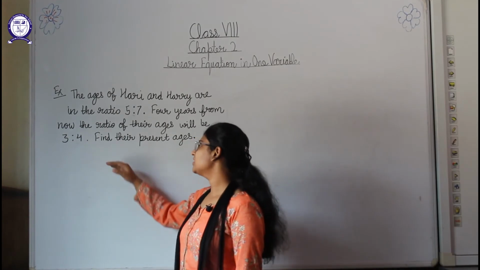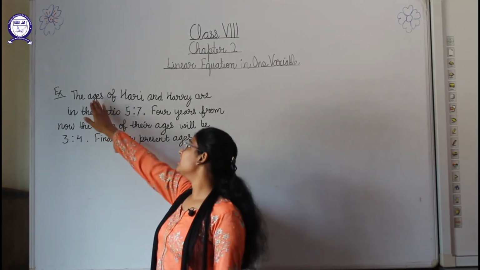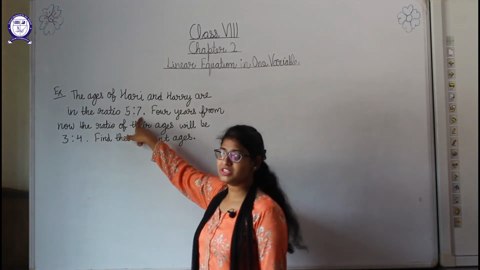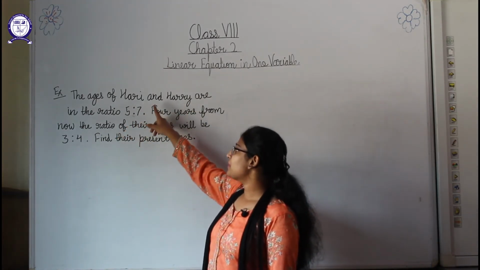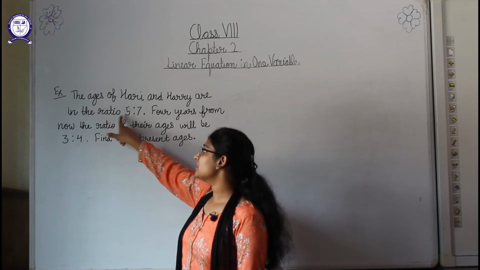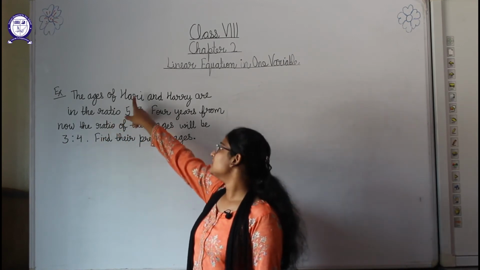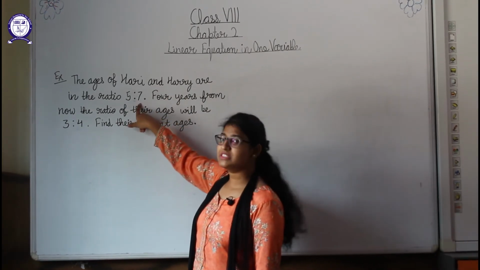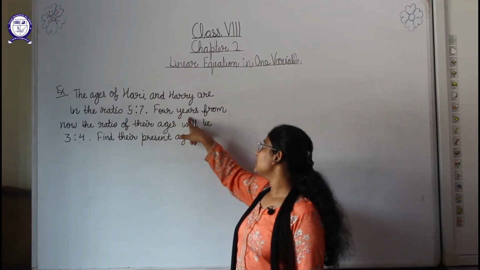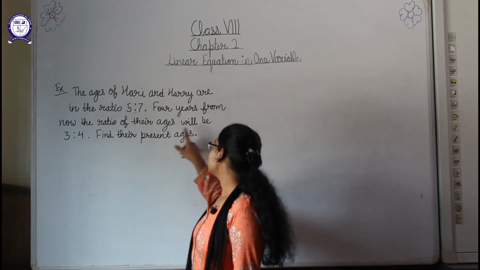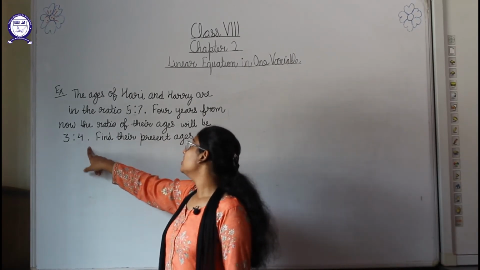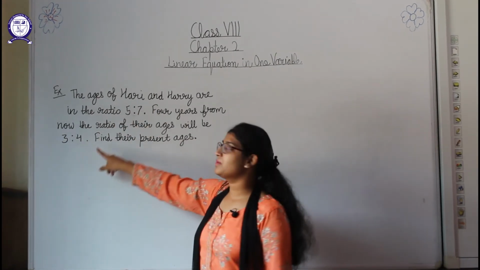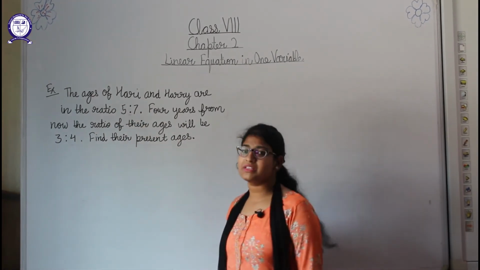Students, one word problem is given to us. In this, the ages of Hari and Harry are in the ratio 5:7. Okay, meaning their present ratio is given and it is in the ratio 5:7. Meaning for Hari the ratio is 5 and for Harry the ratio is 7. Okay, 4 years from now the ratio of their ages will be 3:4. Meaning Hari's will be 3 and Harry's will be 4. We have to find their present ages.